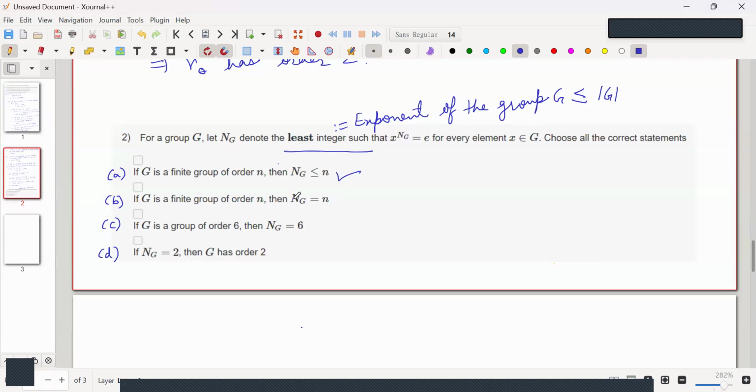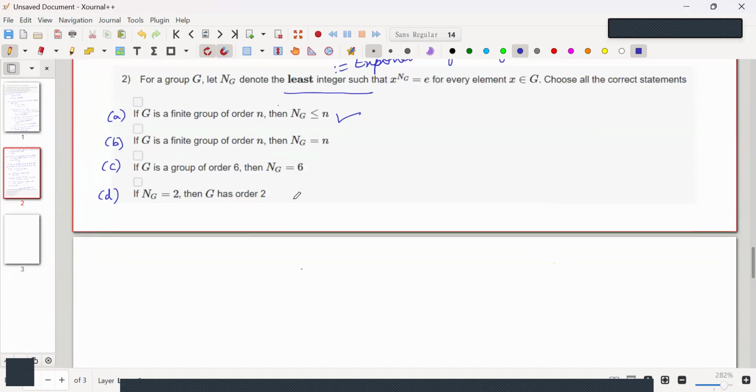Yes, sir. Okay. So if G is a finite group of order n, then can N_G be equal to n? Not necessarily. What is the example? Klein group. Very good. Klein group is a counterexample.